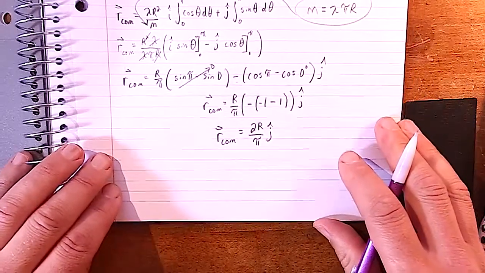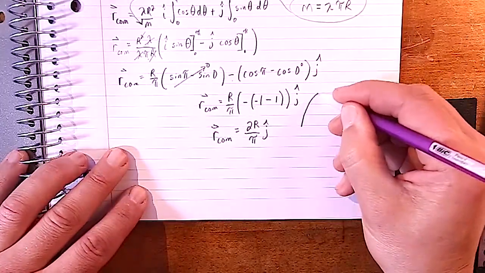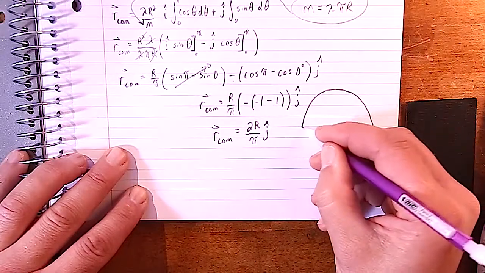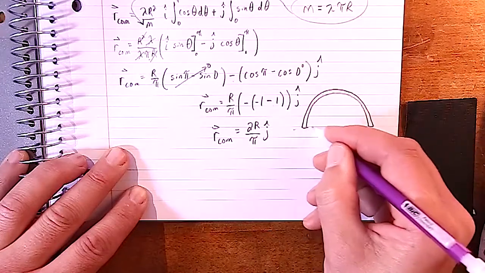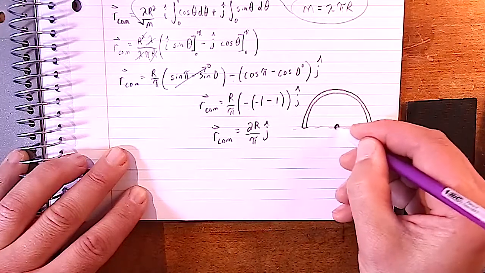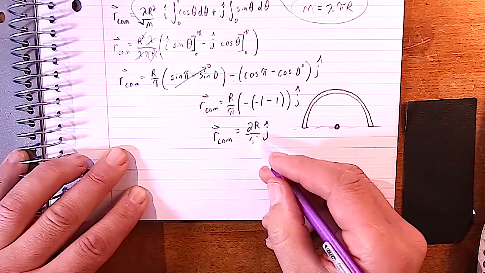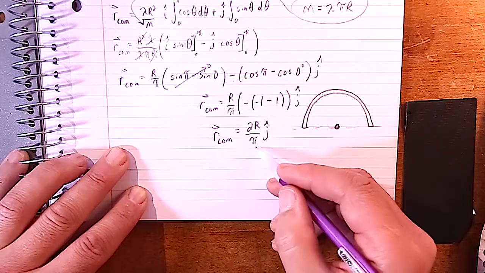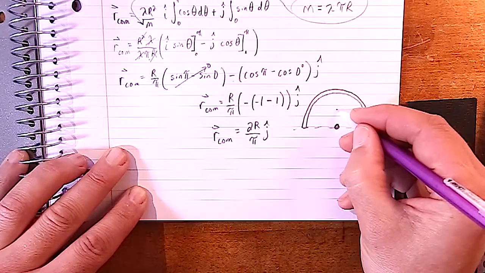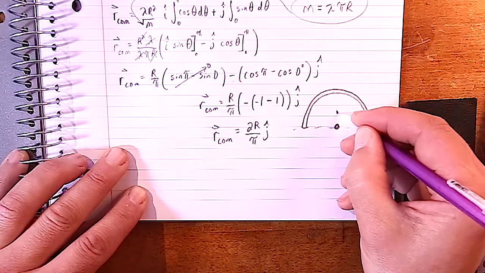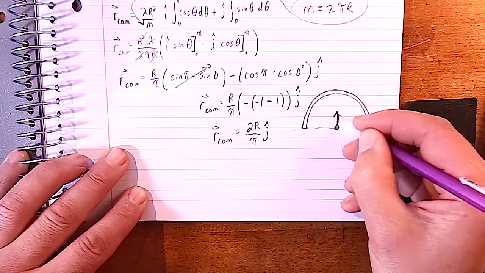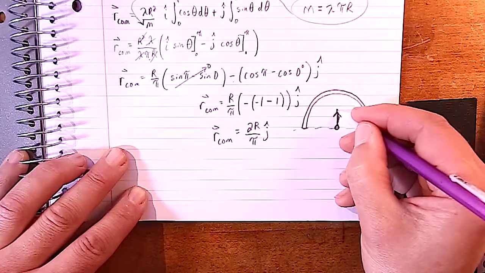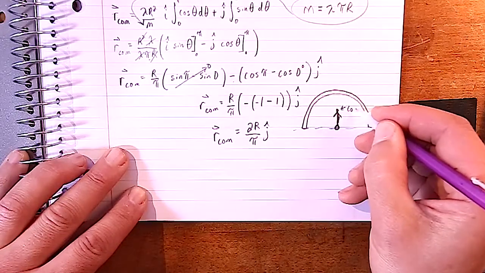Now, where was the origin of our problem? Well, we had our hoop, our semicircle hoop like this, and our origin was here. So where are we going? Well, we're going 2 times the radius divided by pi. So that's going to put this somewhere in there, j hat straight up. So that's the location of the center of mass.